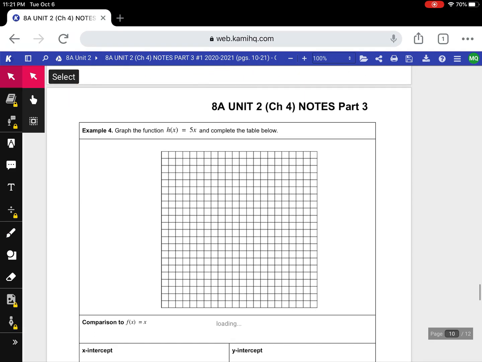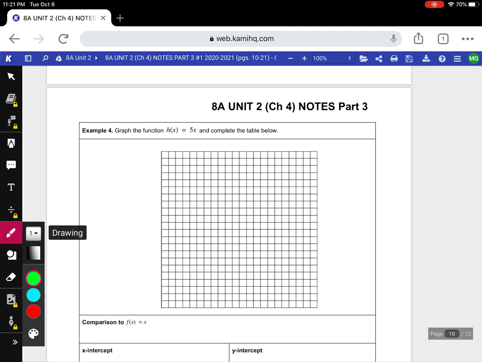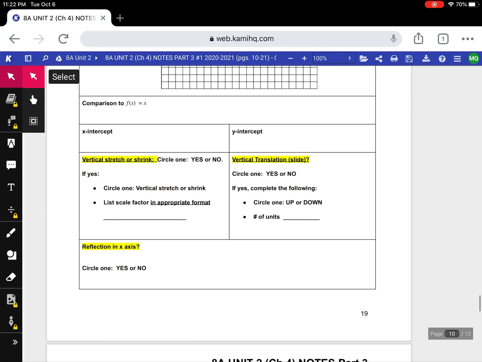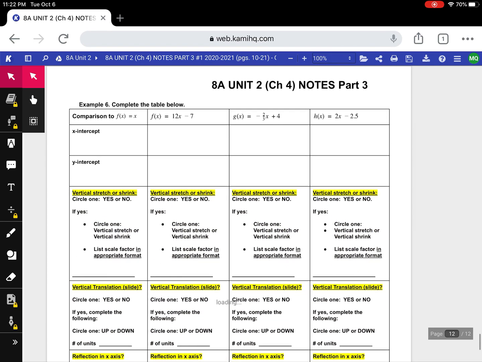I'm not going to do page 19, but just glance at it real quick. I hope you recognize on page 19 that we have h of x equals 5x. So that is going to be a vertical stretch by a k-factor of 5. Okay, and there is no translation and there is no reflection. Okay, but I want to get to the last page in the notes, which is page 21, because this is a little more interesting, I think.